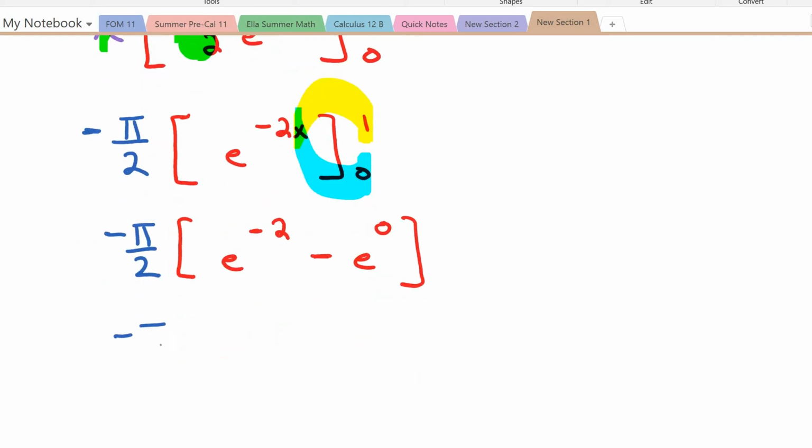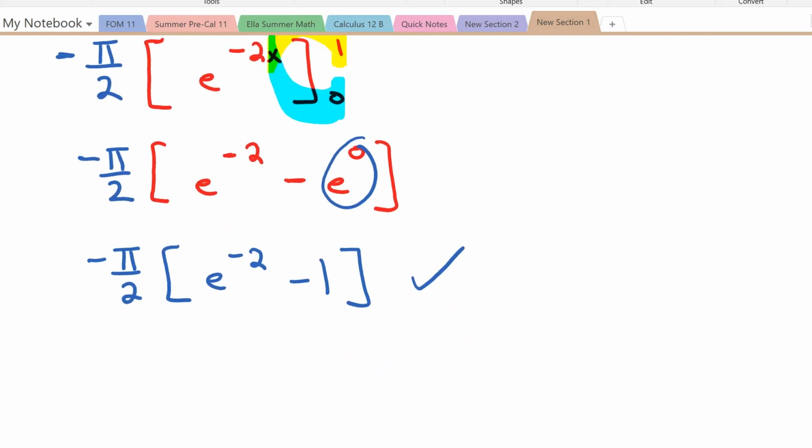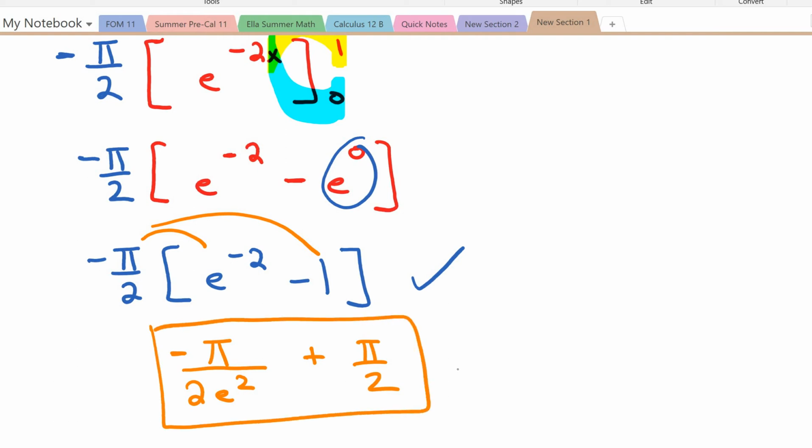From there, we can simplify the inside. E to the power of negative 2 stays as e to the power of negative 2, and e to the power of 0 is just 1, so minus 1 there. Now this is an acceptable answer. If you want to distribute the negative pi over 2 into the brackets, you can. You would then get negative pi over 2 e to the power of negative 2 plus pi over 2. This is another acceptable answer, but the answer above is also correct, so feel free to simplify as much as you want or not.